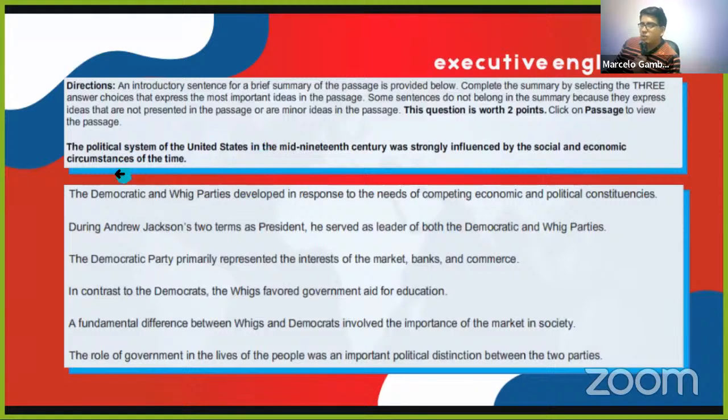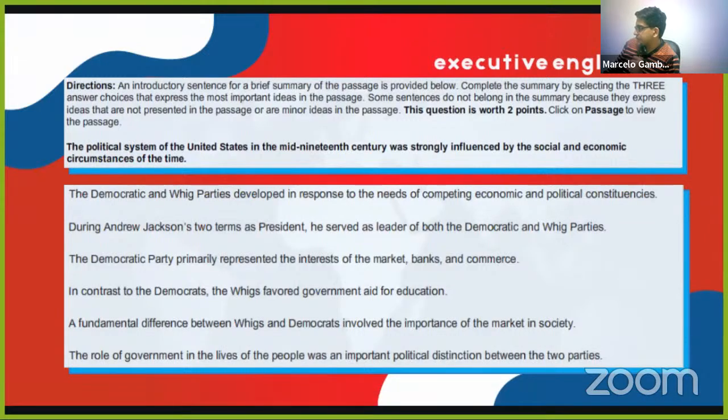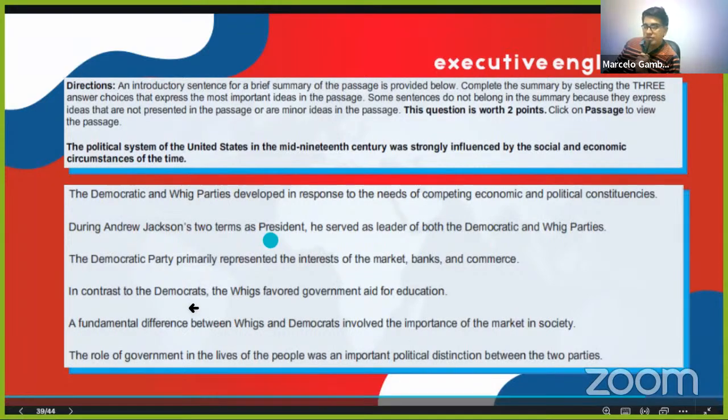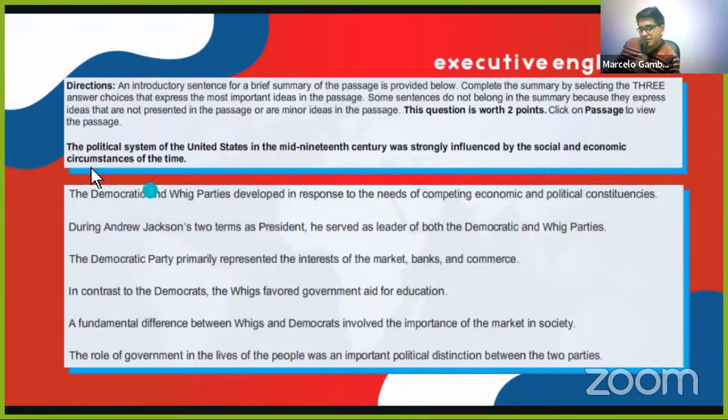Basically, we've read most of the passage during all the questions, a lot about the Whigs and Democrats. So with that being said, what summarizes the passage? What is true about what we have read? I think you can answer this. But you need to choose 3.